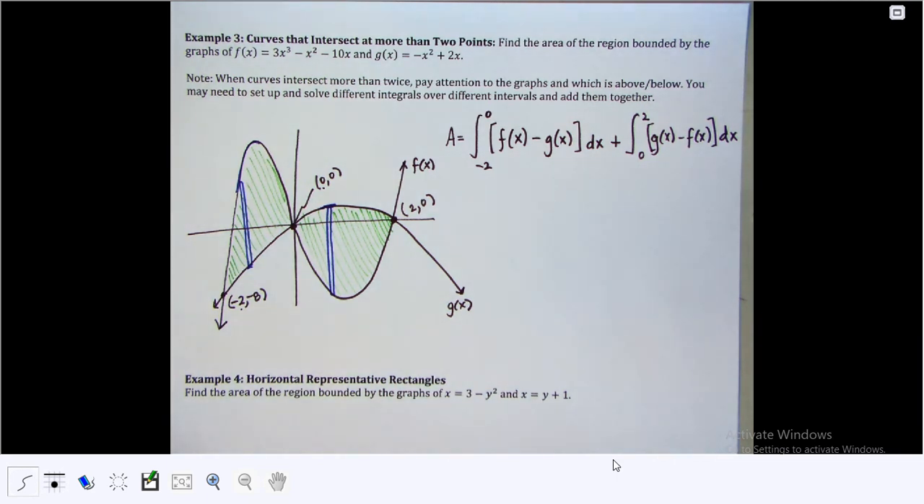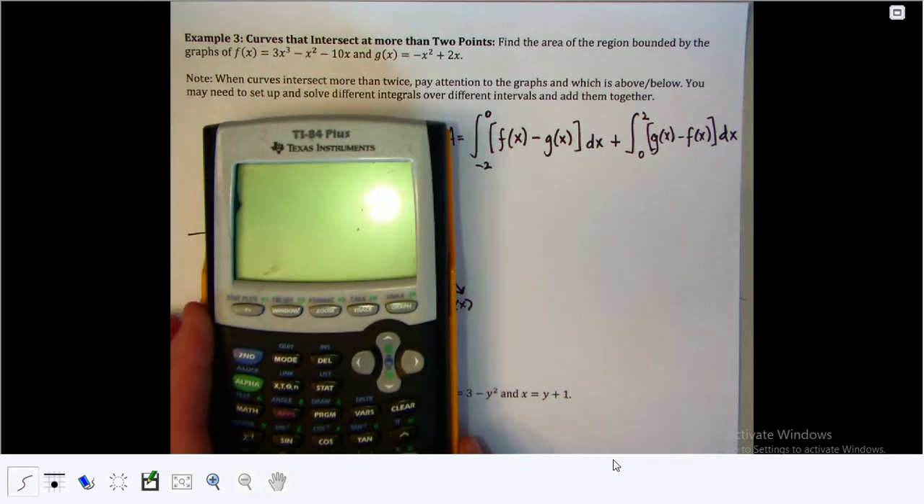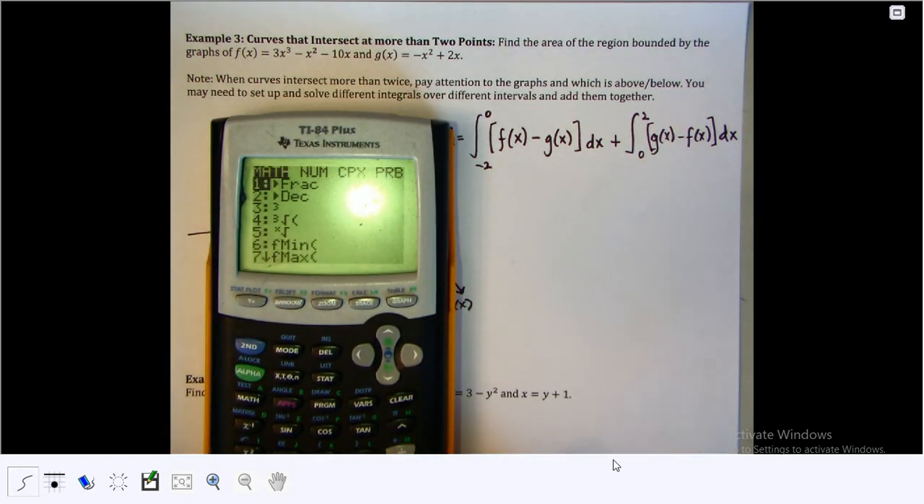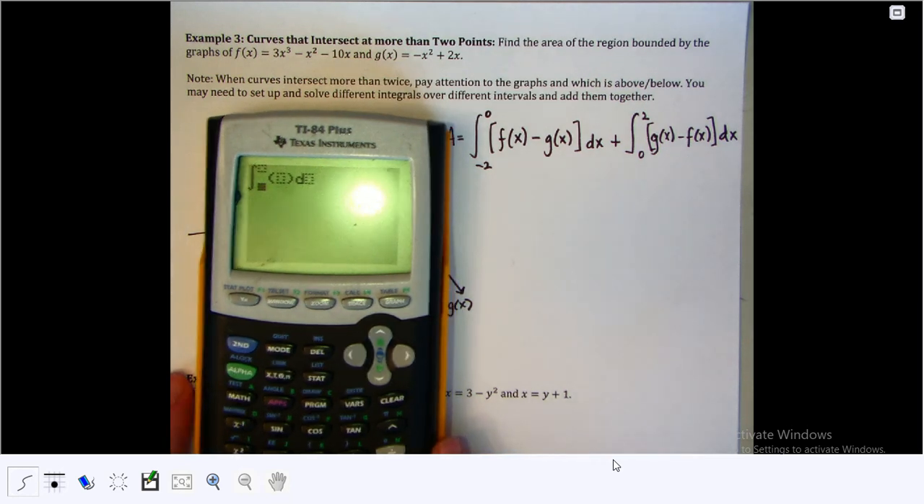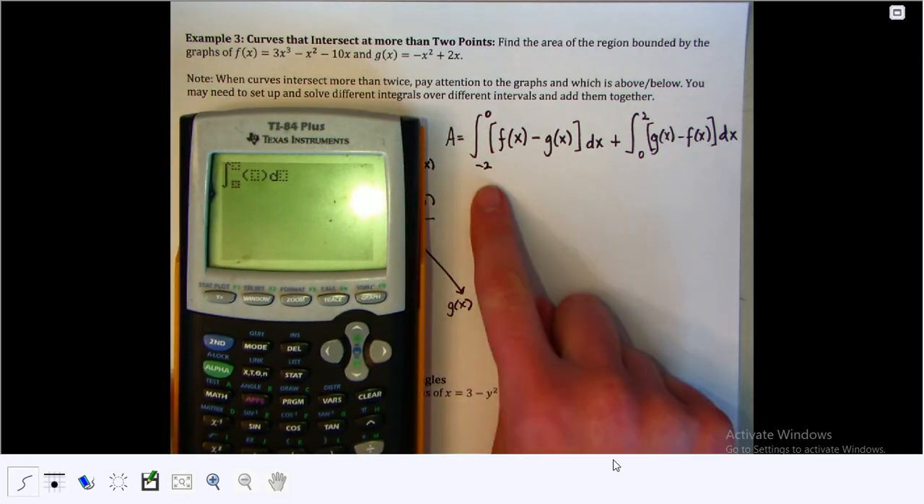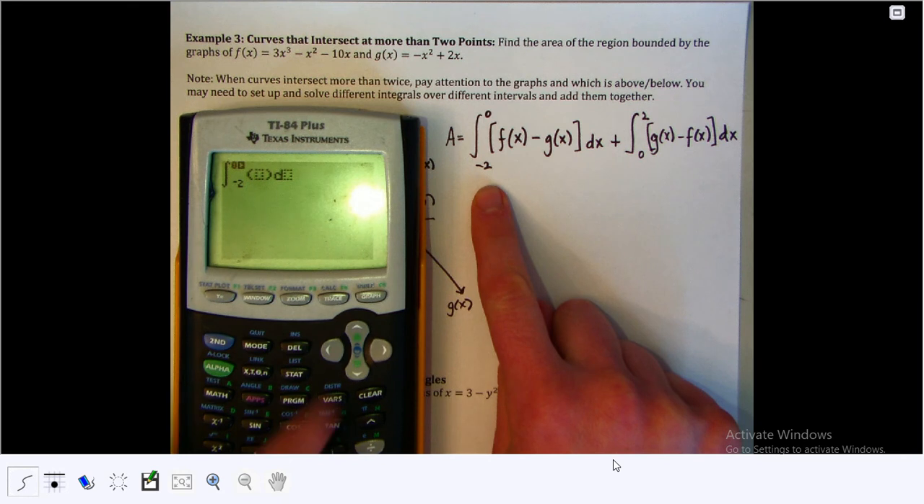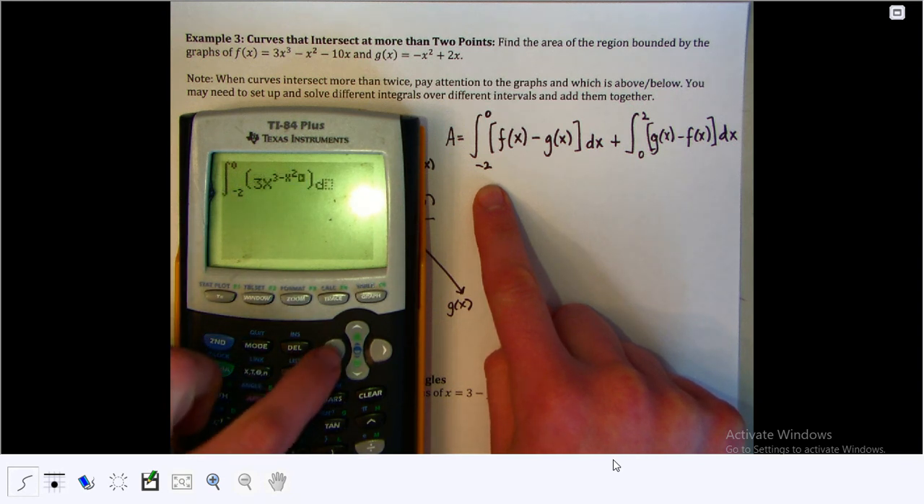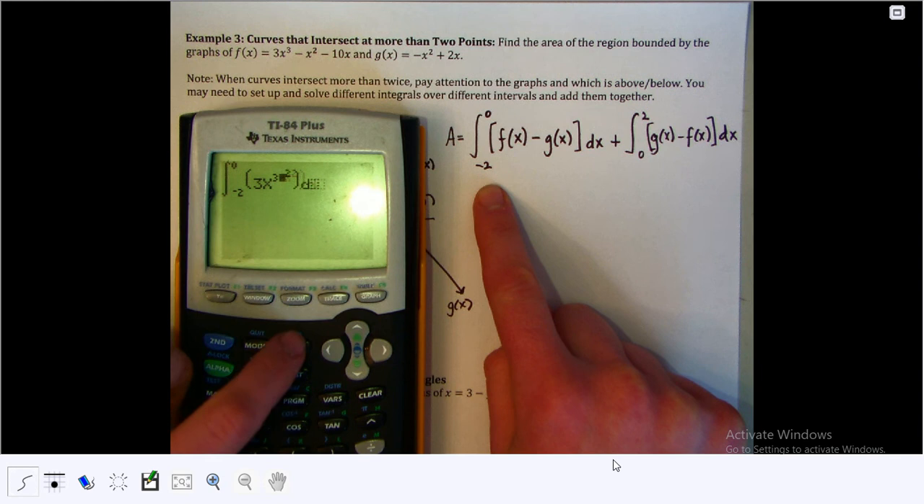And for this one in particular, I don't think I would ask you to do this one by hand because it would just take a lot of time. Let's go ahead and use our calculator. So I'm going to hit math number 9. It brings up my integral symbols. I'll type this in, -2 to 0, f of x, 3x to the third, minus x squared. Oops, made a quick mistake there. Let's fix that.